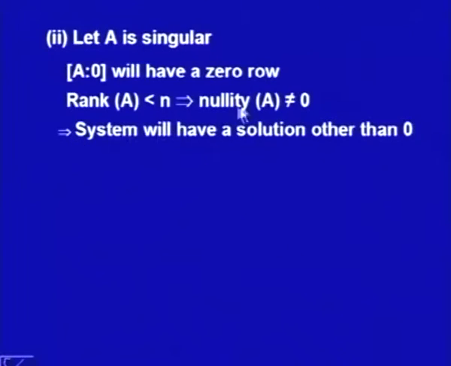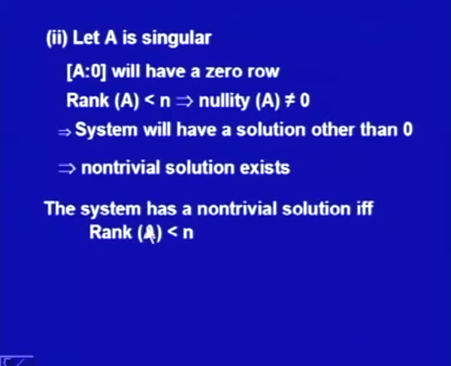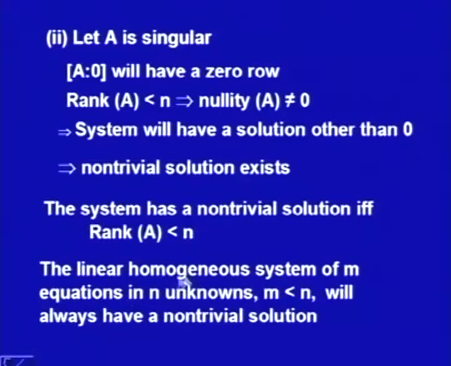So, since nullity of A is not 0, we will have a solution which is non-zero, but Ax is equal to 0. So, the system will have a solution other than 0, and that means a non-trivial solution is possible, and that proves that the system has a non-trivial solution if and only if rank A is less than n, and a linear homogeneous system of m equations in n unknowns, when m is less than n, will always have a non-trivial solution.